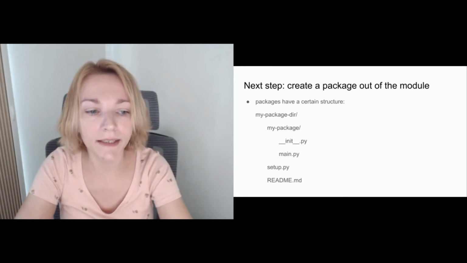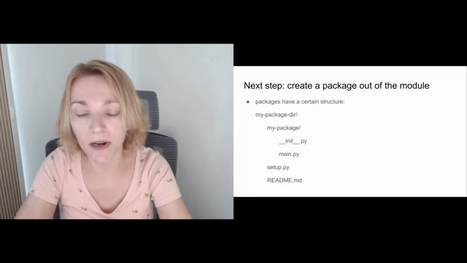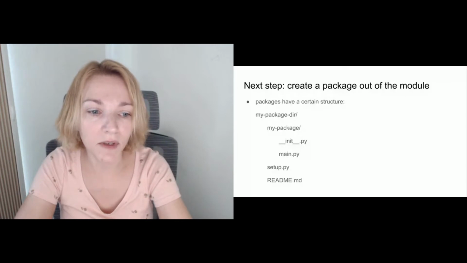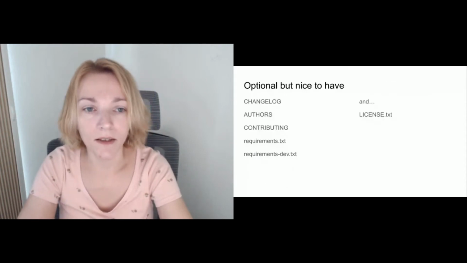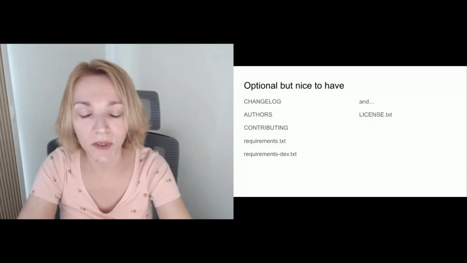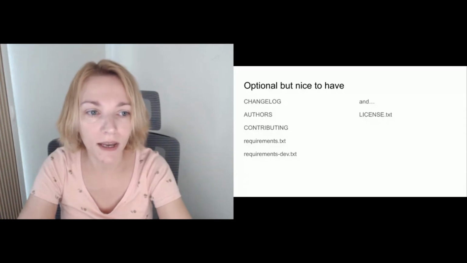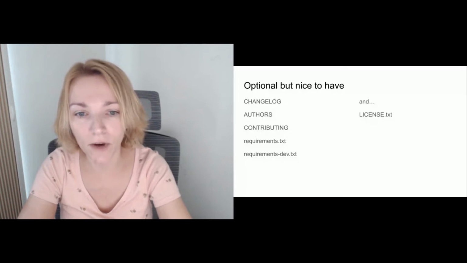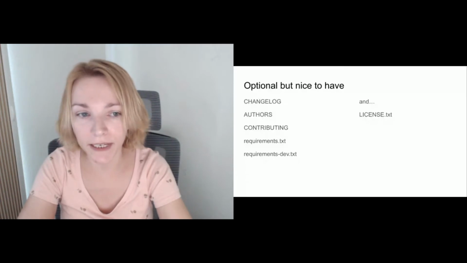Next, I would have to create setup.py with instructions for the installer tool and a README file. README can be several text-based formats. Here, I'm using a Markdown file. So if you're going to share your code with people, if you're going to open source it, there are a few things that are nice to have. First of all, you would probably want to have a changelog, an authors file, a contributing guide, lists of requirements, and a license. And we're going to talk a little bit more about those later.